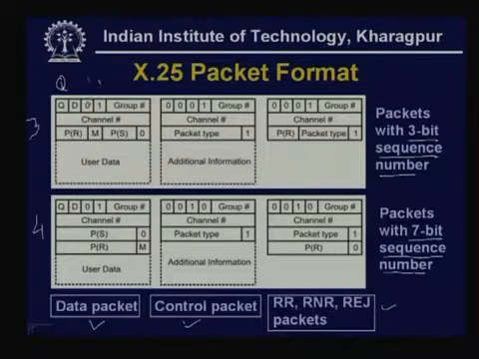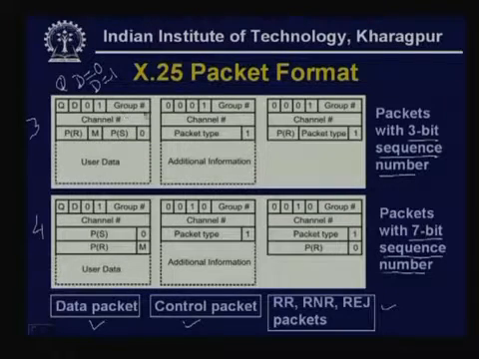Whenever D is equal to 0, then it is essentially between two adjacent nodes, or between the local DCE and the DTE. On the other hand, whenever D is equal to 1, then it is used for end-to-end flow and error control. So this bit designates that. And essentially the 0, 1 or 1, 0 are used to differentiate between the frame sizes, whether it uses 3-bit sequence or 7-bit sequence.